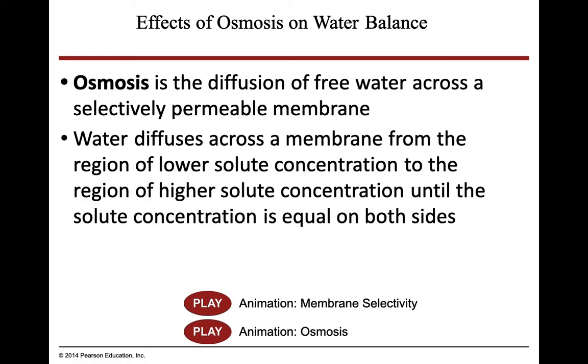So diffusion is just anything that's moving from a high to low concentration. But osmosis is the diffusion of free water across a selectively permeable membrane. Wow, those are a lot of words to break down. So let's talk about it.